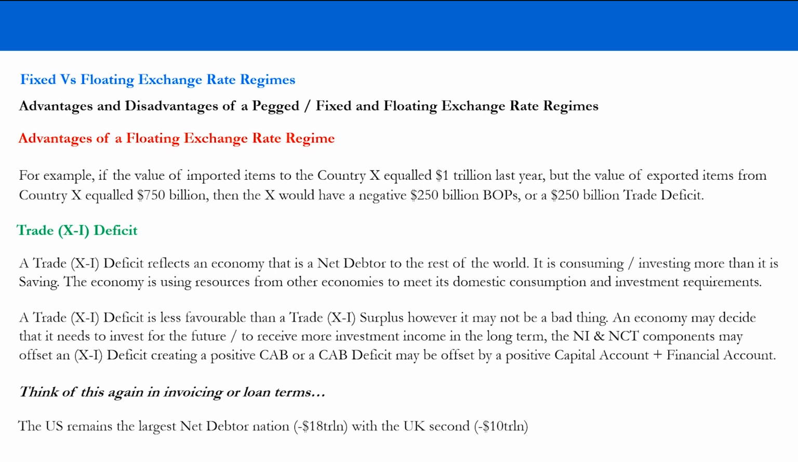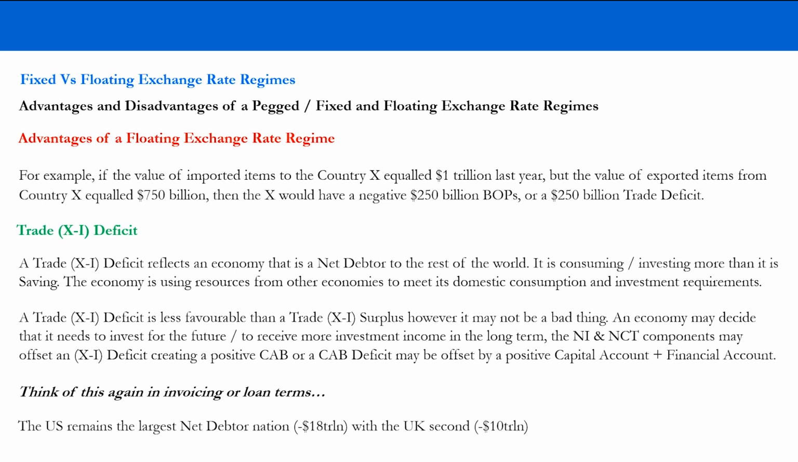Now let's think of it the other way around. If the value of imported items to country X equaled $1 trillion, but exported items from country X equaled $750 billion, then country X would have a negative $250 billion balance of payments, or $250 billion trade deficit. Now this basically reflects an economy that is a net debtor to the rest of the world. It's consuming or investing more than it's saving, and the economy is using resources from other economies to meet its domestic consumption and investment requirements.